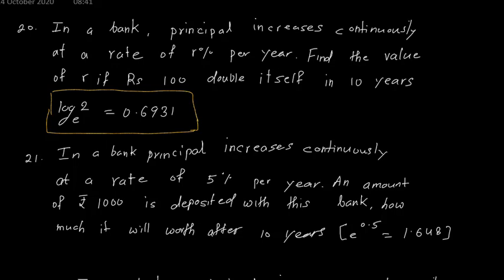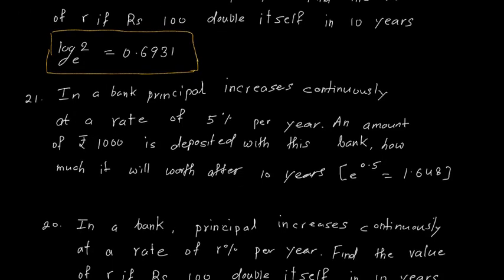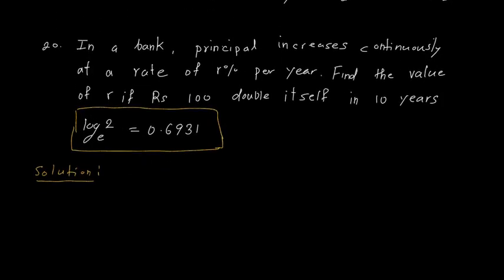Now let us see question number 20. Question number 20 is: in a bank, principal increases continuously at a rate of R% per year. Find the value of R if rupees 100 double itself in 10 years.